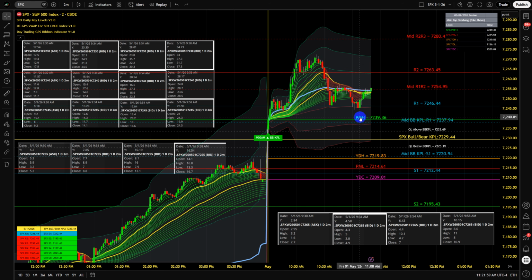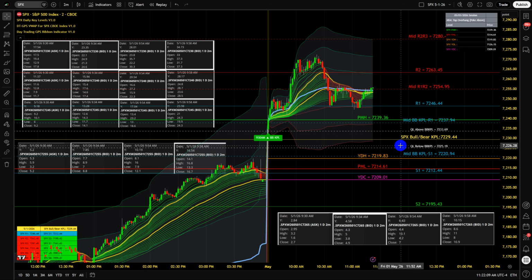As far as stop losses, with the initial entry, your stop losses are as follows. This is a bullish trade from the bull bear KPL. Your tight stop loss is the QL level below the level you're taking the bullish trade from. In this case, that is the QL below the BBKPL, so that would be this level here. Your standard stop loss, if you prefer to use it, is the first midpoint below the level that you're basing the trade on. That is this mid BBKPL S1 level here.